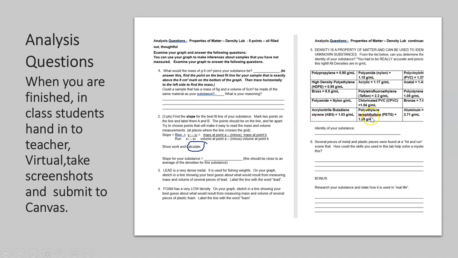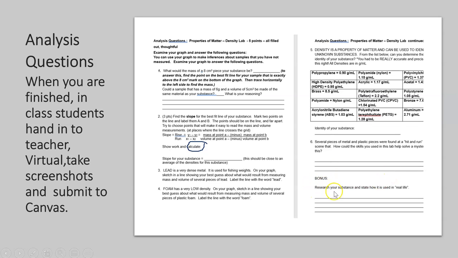So what did you get here? Your page actually has it all filled in. It just got cut off for the PowerPoint. Several pieces of metal and plastic were found at a hit and run crash scene. How could the skills you used in this lab help solve a mystery? So there's a car crash. We don't know who did what. Maybe several cars were seen near the scene of the accident. How could you use this information to help you?